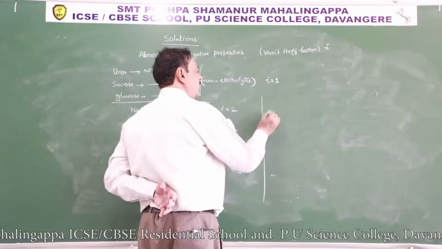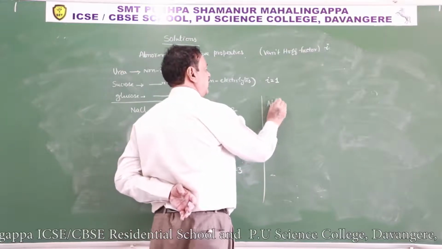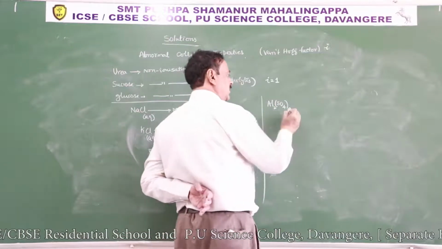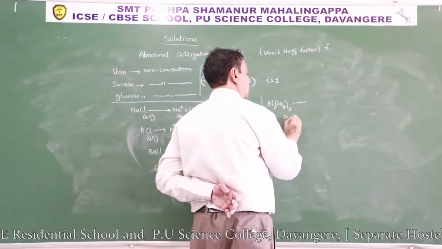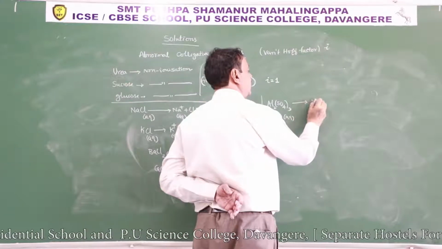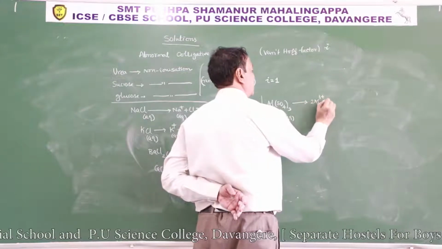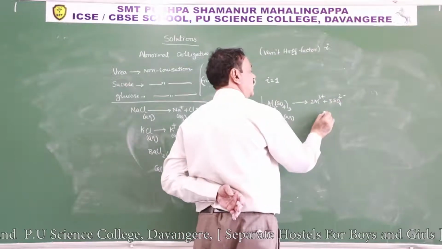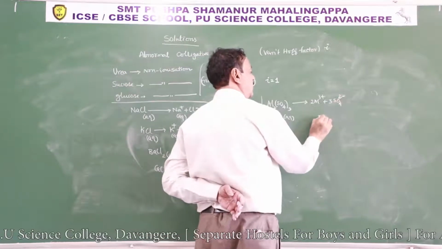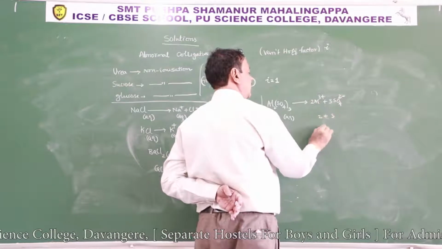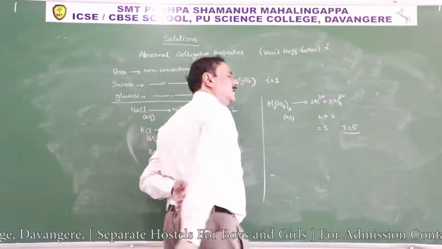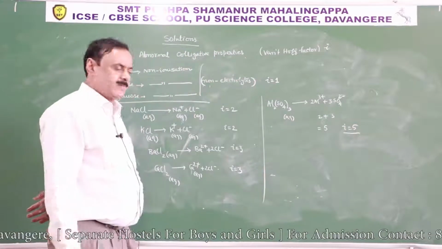Assume aluminum sulfate undergoes 100% ionization. Then it gives rise to 2 times Al3 plus and 3 times SO4 2 minus. Therefore here 2 ions, here 3 ions, and the total is equal to I. Therefore the I factor is equal to 5 for aluminum sulfate.